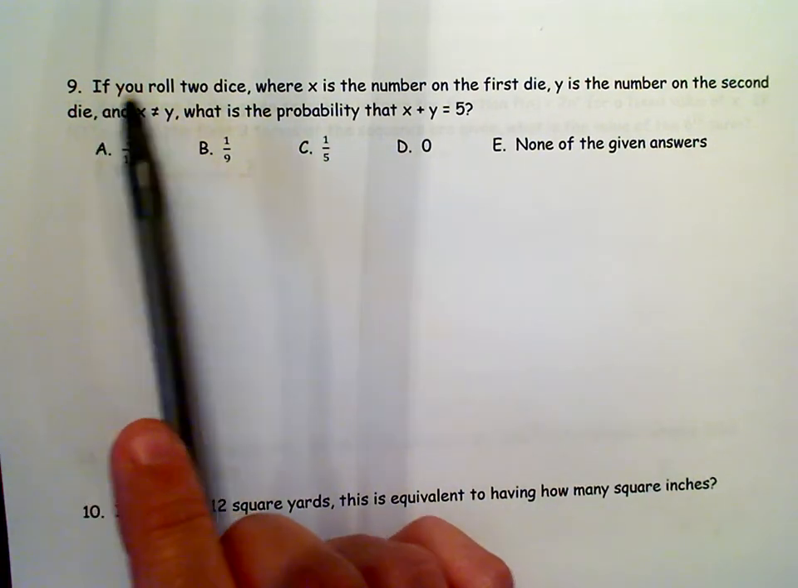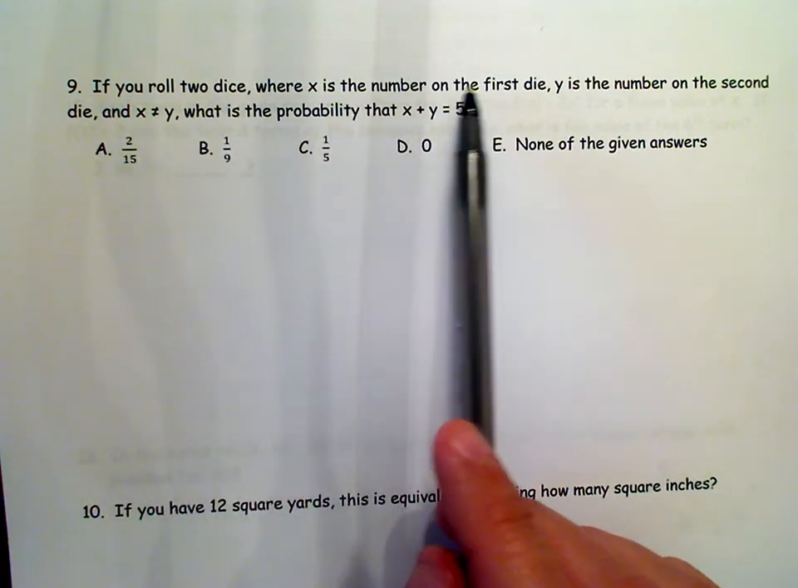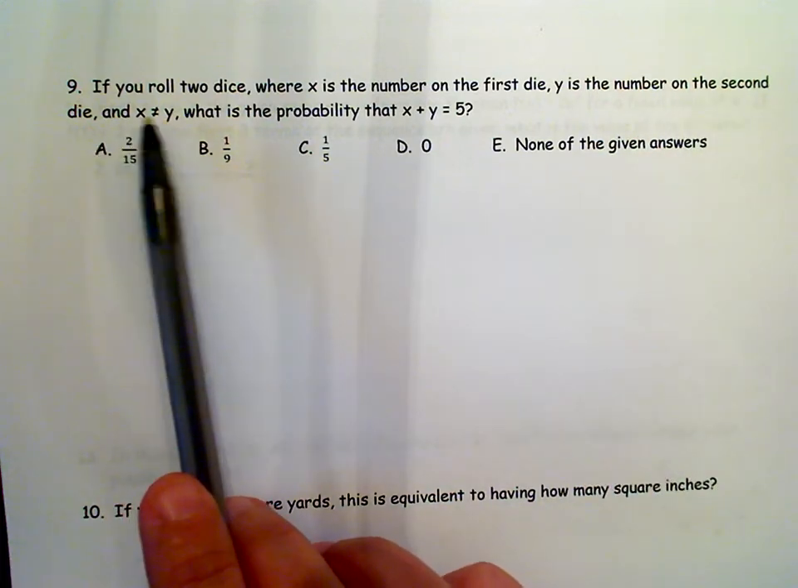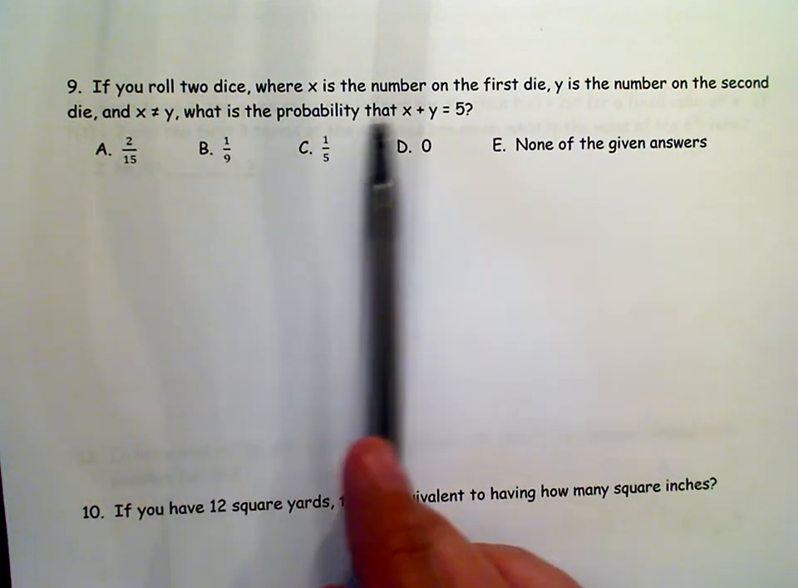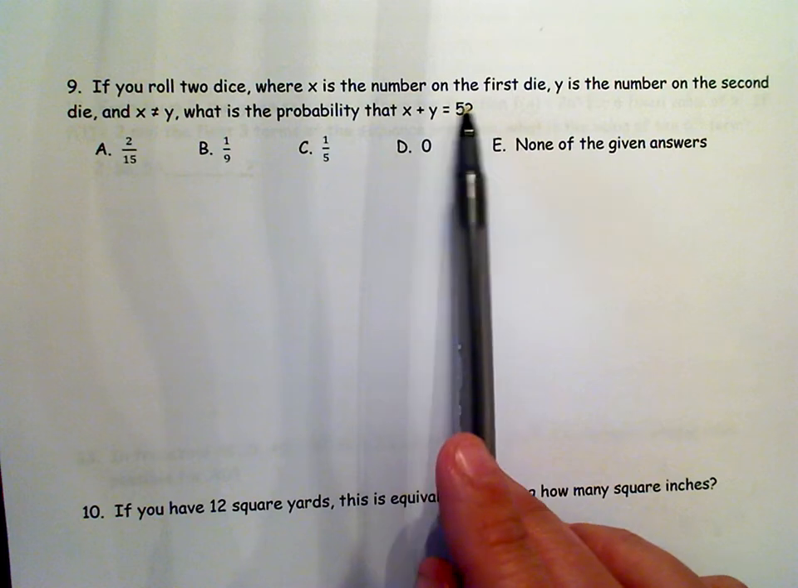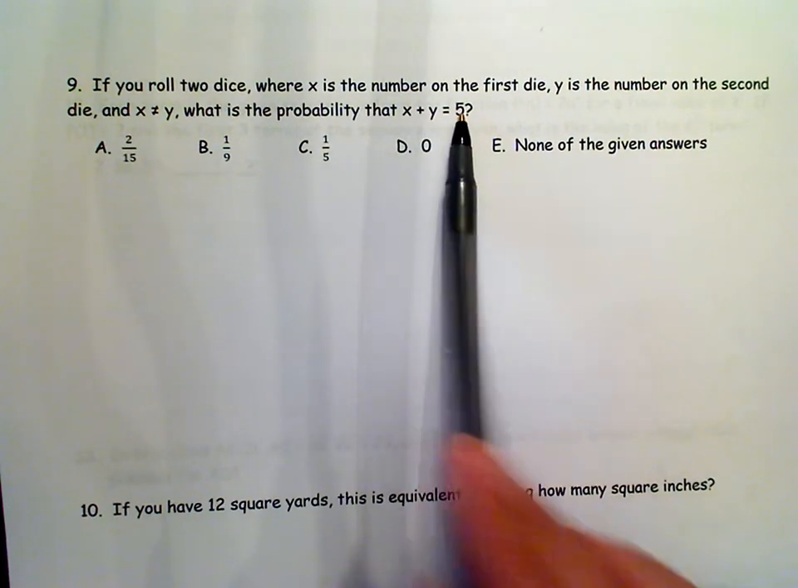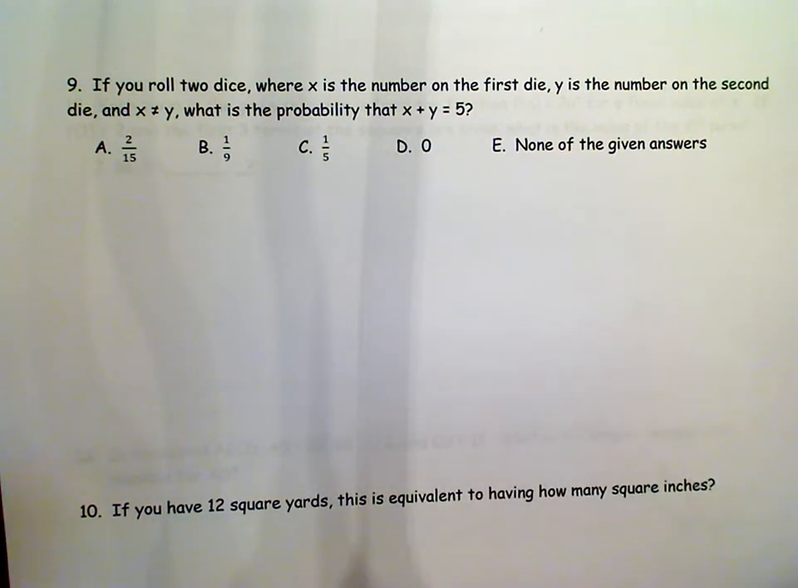It says, if you roll 2 dice where X is the number on the first die and Y is the number on the second die, and X and Y cannot equal each other, what is the probability that the sum of the 2 dice equals 5? Okay? Well, let's think about that. If we have 2 dice and we roll them, we want them to add up to 5. So what would give us the sum of 5?